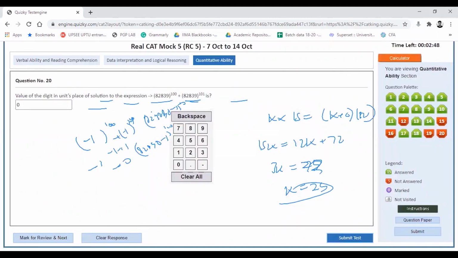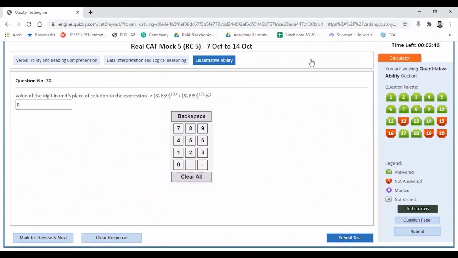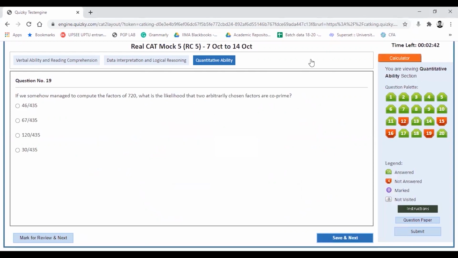I still have got 2 minutes. I'll try to see if I can. Okay, so this is what I left earlier. Okay, I need the factors of this one.